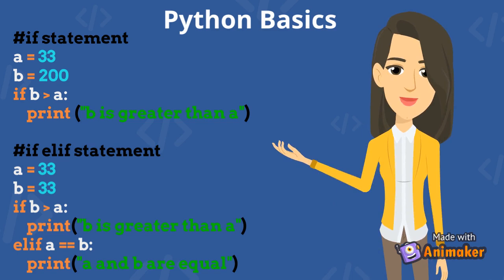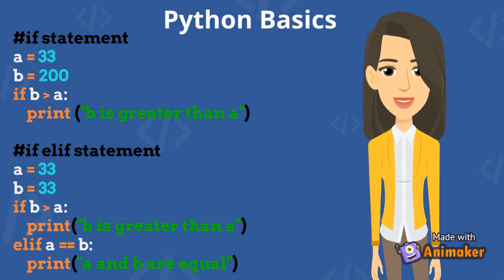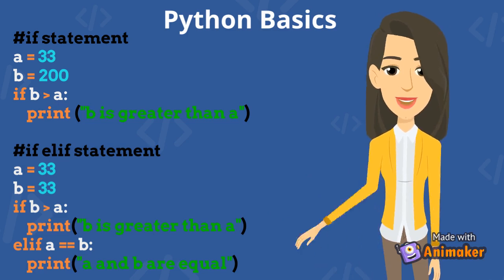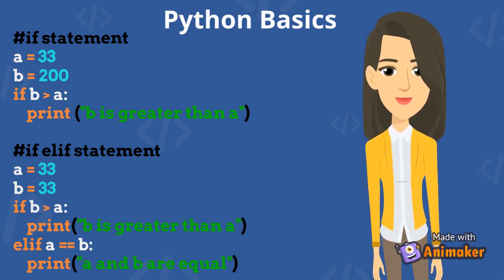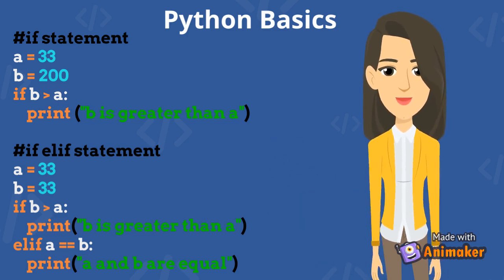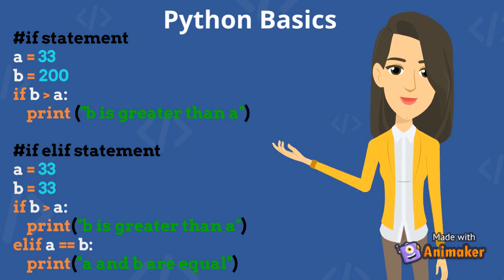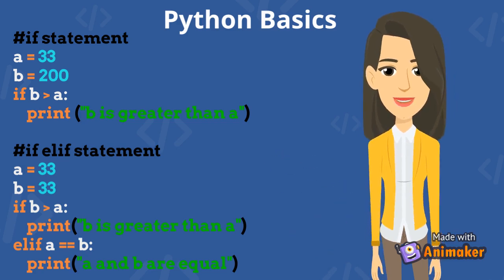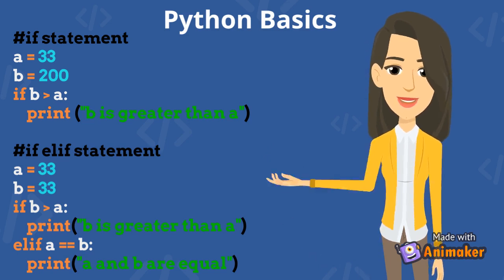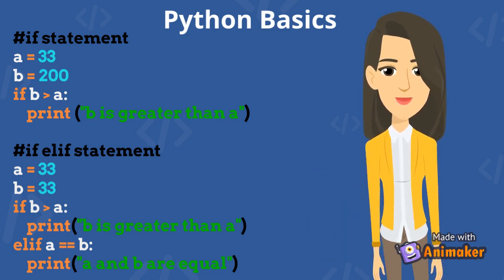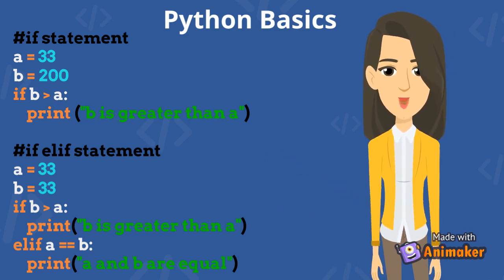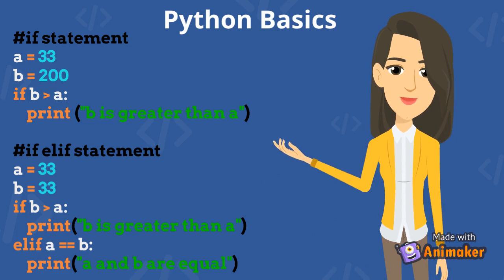Then there is the if-elif statement. This one is saying A is equal to 33 and B is equal to 33. This is saying if B is greater than A, print out B is greater than A. Now, if someone prints that and it says that does not work, they're going to go, let's try this problem instead. So that's where it goes, elif A equals to B, and it's going to print out A and B are equal.